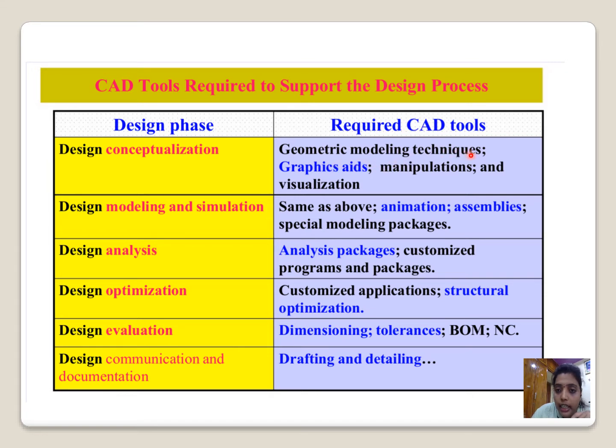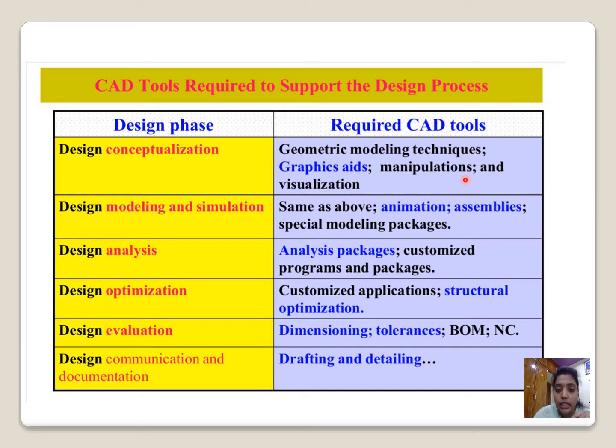geometric modeling techniques. Okay, by using these geometric modeling techniques, first the basic part of the model of the object we can develop. Okay, after that we will add graphics aids, means we will turn that geometric model, which is 2D only, and if we add some graphics to that, it will turn into 3D, etc. Okay, these are the developments in the model of the object. After that, manipulations mean what?